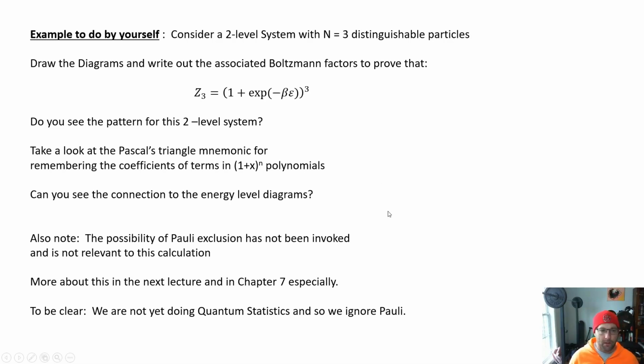So one thing I want to point out as you're doing the system with n equals 3 distinguishable particles: we are not talking at all about Pauli exclusion. So it is possible to have all three particles in the same quantum level. I did not tell you whether these were fermions or bosons. In fact, we're not thinking about that kind of quantum statistics at all yet. We will do that in chapter 7, but you can't do it in a simple way just with the canonical picture that we've developed. So we are not doing quantum statistics. We're not thinking about Pauli. Any level occupation is allowed.